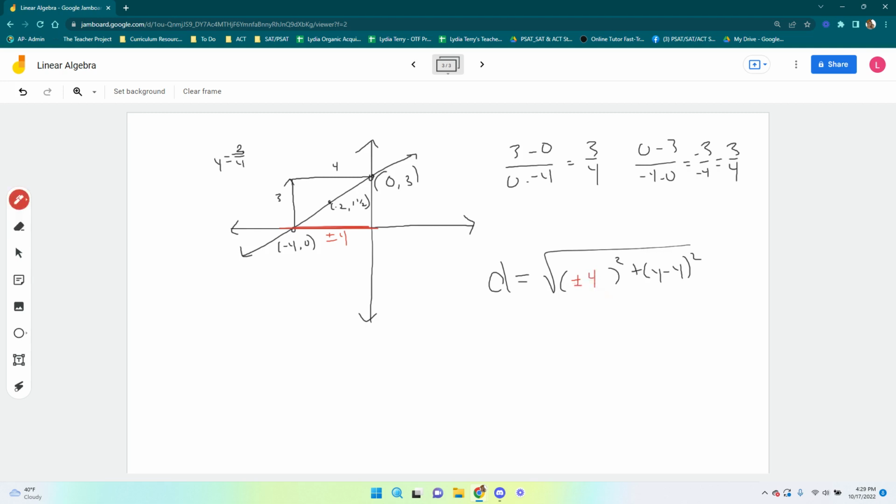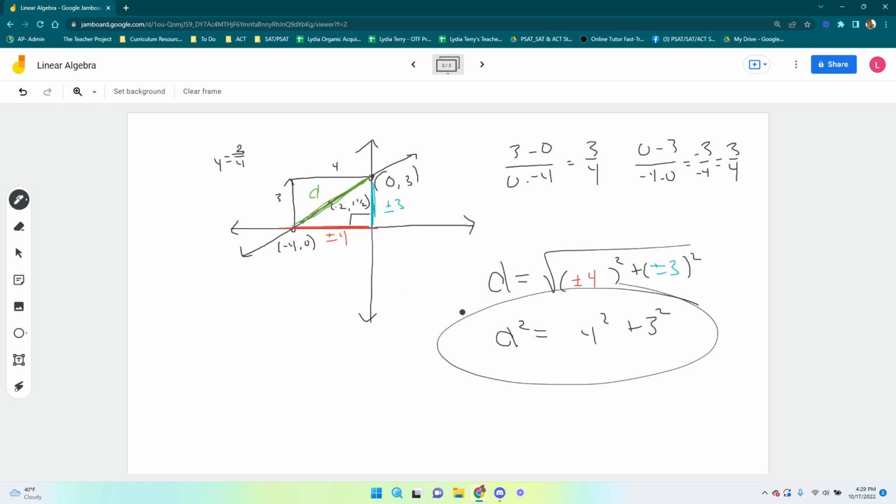The change of y is going to be this right here. Depending on which one you choose first, will be plus or minus 3. This is the Pythagorean theorem. The distance will be this guy right here. So if we do the algebra here, I square both sides. Distance squared will be equal to 4 squared plus 3 squared. This is the Pythagorean theorem.